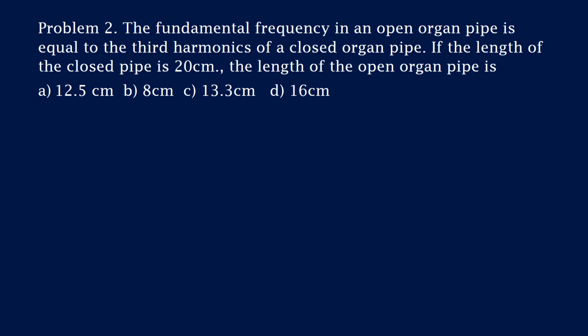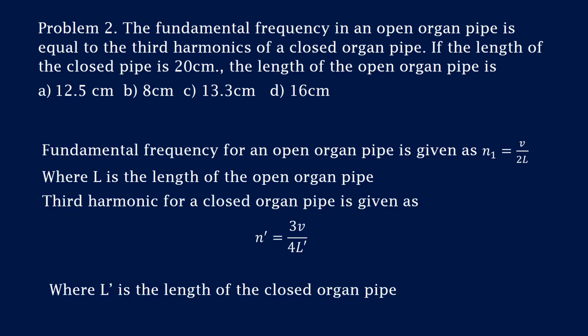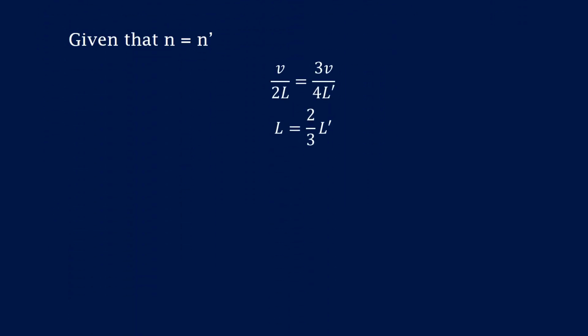In this question, we are asked to find the length of an open organ pipe, given that the fundamental frequency of an open organ pipe is equal to the third harmonic of a closed pipe, if the length of the closed pipe is 20. Now, the fundamental frequency of an open organ pipe is given as n1 is equal to v upon 2L. Here, L is the length of the open organ pipe. The third harmonic of a closed organ pipe is given by n dash is equal to 3v upon 4L dash. Here, L dash is the length of the closed organ pipe.